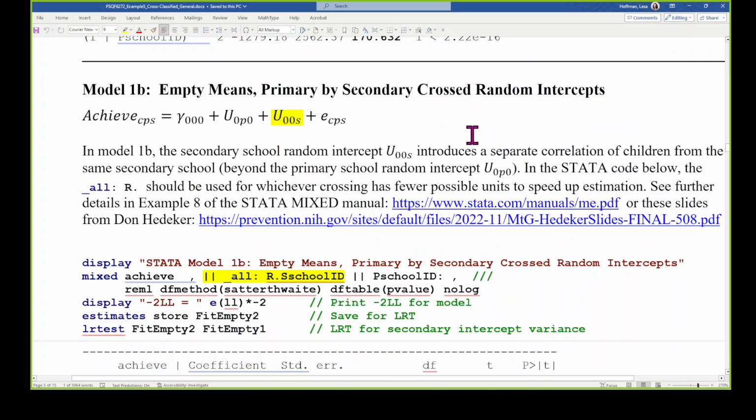Okay, then in yellow, the new part, adding the crossing. So we want to test whether or not there is an additional source of dependency in these outcomes due to which secondary school each child currently attends. So I'm adding a second random intercept at level 2. So this is the crossed dimension. It is unrelated. So these two, they live in separate worlds. They do not have any covariances because they're separate things.